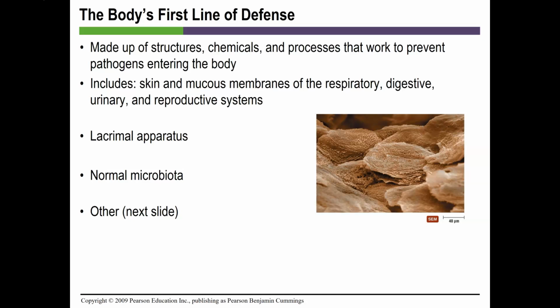This is the body's first line of defense. In other words, the first defenses against infectious diseases. It's made up of things like structures, chemicals, and processes that are working to prevent pathogens from even entering the body. That includes our skin and mucous membranes, right? Both are a form of physical barriers. Also, our tear ducts, the lacrimal apparatus, and the normal microbiota, they play a role, among other things that you'll see on this next slide.